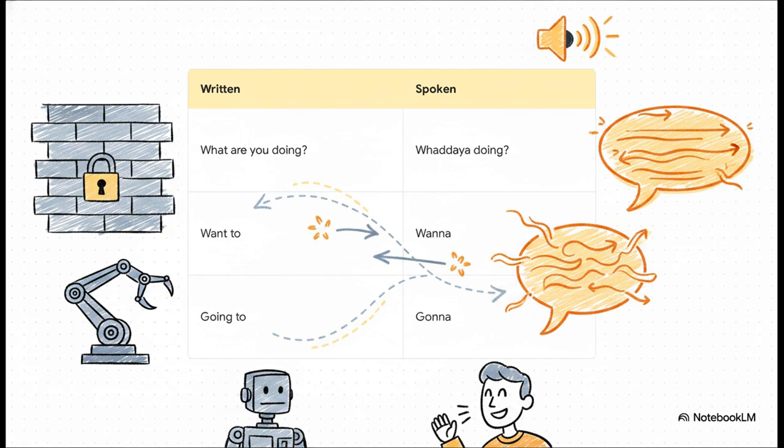In writing, it's very rigid. What are you doing? But when we speak fluidly, those sounds just melt together into what are you doing? Want to becomes wanna. Going to becomes gonna. If you try to perfectly pronounce every single word, you actually end up sounding like a robot. Embracing these blurred, connected sounds is the real key to flowing naturally in a conversation.